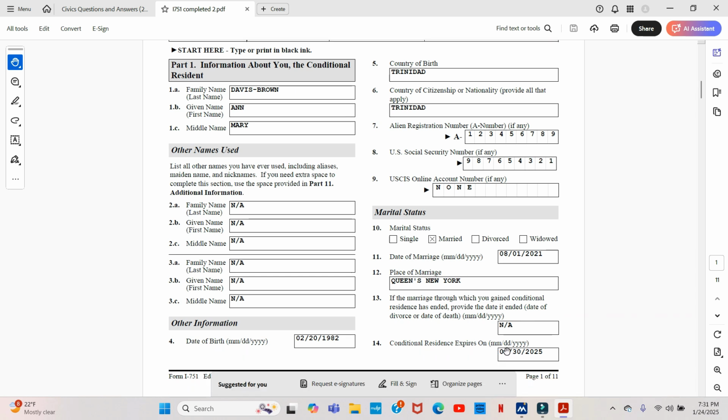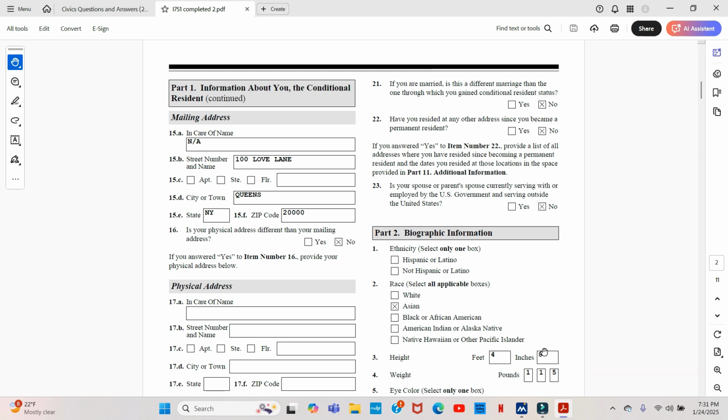Number 14, conditional residence expires on. You would need to state this information here. You will find this information on your permanent resident card. So look at your permanent resident card to know what date the conditional residence expires.